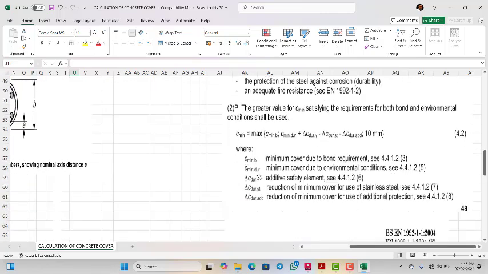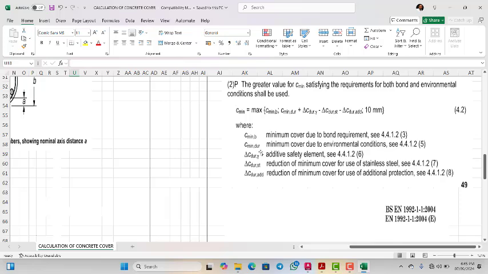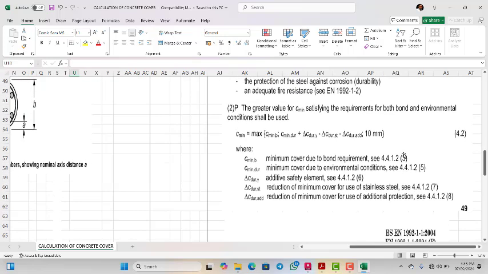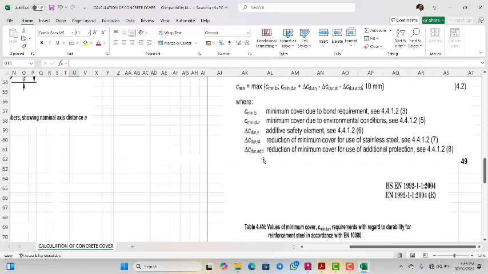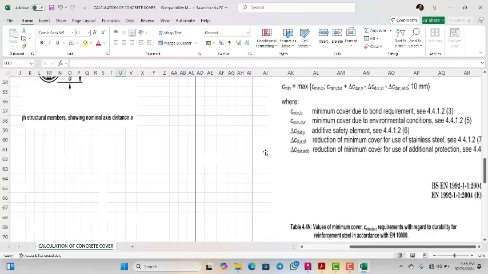C min is the minimum cover. When you have the subscript b, it means due to bond requirement. C min,dur means minimum cover due to environmental conditions, clause 4.4.1.2. Then this one, additive safety element, plus clause 4.4.1.2. Then delta C dur, reduction of minimum cover for use of stainless steel, and this.